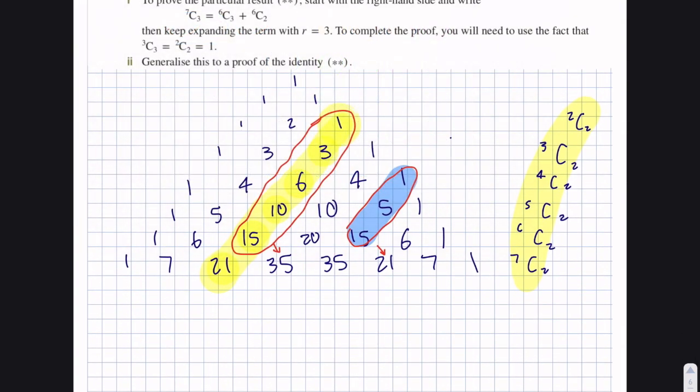Before we do that, I'd like to remind you that if I had nC(r-1) plus nCr, then that comes out as (n+1)Cr, and that's called the addition property. And they're hammering it this year. Addition property.